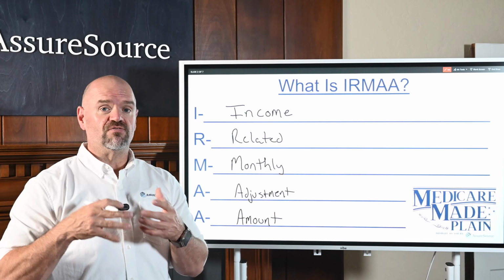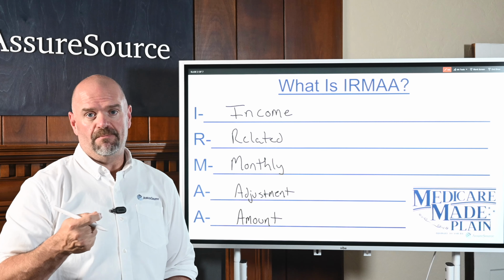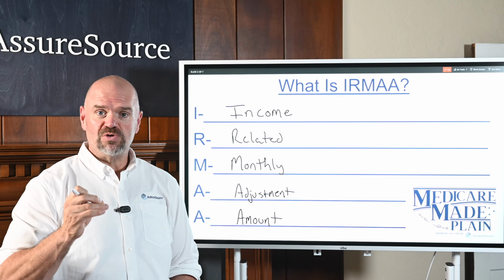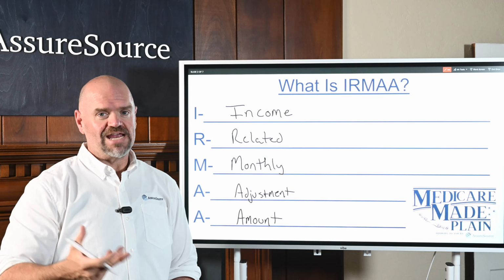Some other folks that may run into an IRMAA penalty are going to be individuals that maybe took some money out of some sort of retirement account and then it became taxable income, because this is based on your modified adjusted gross income. You may hear people call that your MAGI.